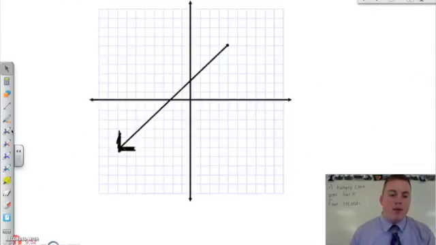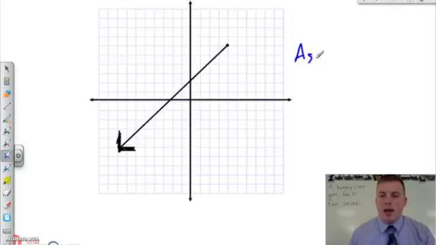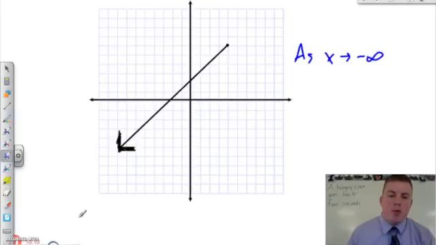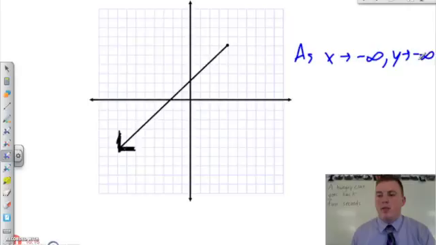For end behavior, sometimes you might see a function where it's restricted, where it stops here. In this case, when we look at it, as x approaches negative infinity, we're going to keep going down, and our y value is going to go down and become more and more negative. So we would say y approaches negative infinity as well.